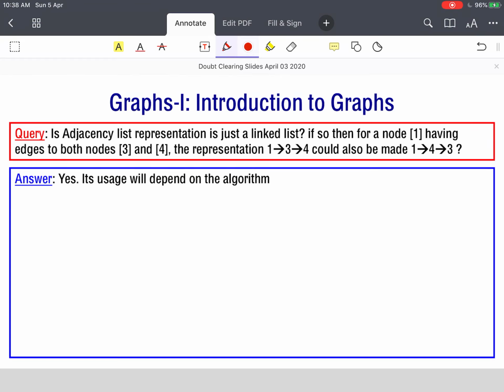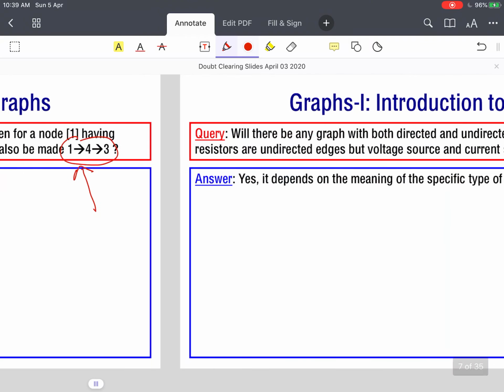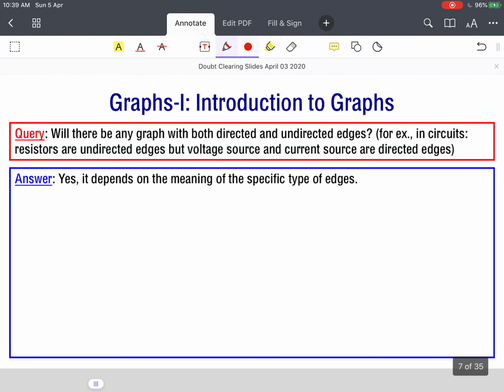The next question is about whether the adjacency is just a linked list. Is it like this? Could it be this way or this way? Yes, it could be anything. However, its usage will depend on the algorithm. Now the algorithm may want to traverse all the linked edges from a particular node, and if it does not matter the order in which it is traversed, then you could do it this way. So it does not matter. It depends on the algorithm and the usage.